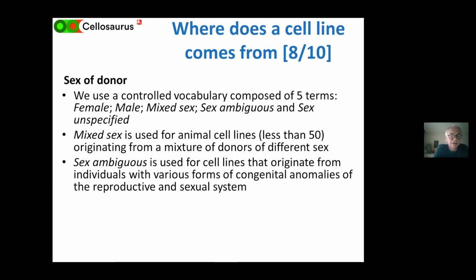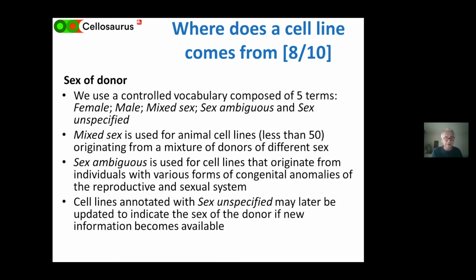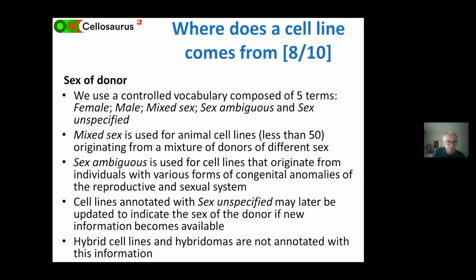Sex ambiguous is used for cell lines that originate from individuals with various forms of congenital anomalies of the reproductive and sexual system. And of course, sex unspecified means that we didn't find the information, but it can be updated later if we find new information. And we don't annotate hybrid cell lines and hybridomas with this type of information.